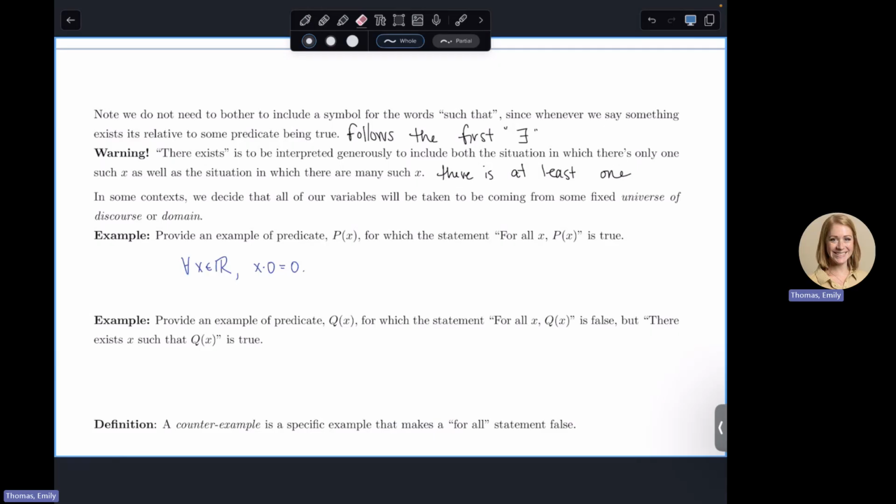I had that X squared was greater than or equal to 0. I think yours is more creative, so we'll go with that. Okay, so now we want to provide an example of the predicate Q of X where the statement for all X, Q of X is false, but the there exists statement is true.